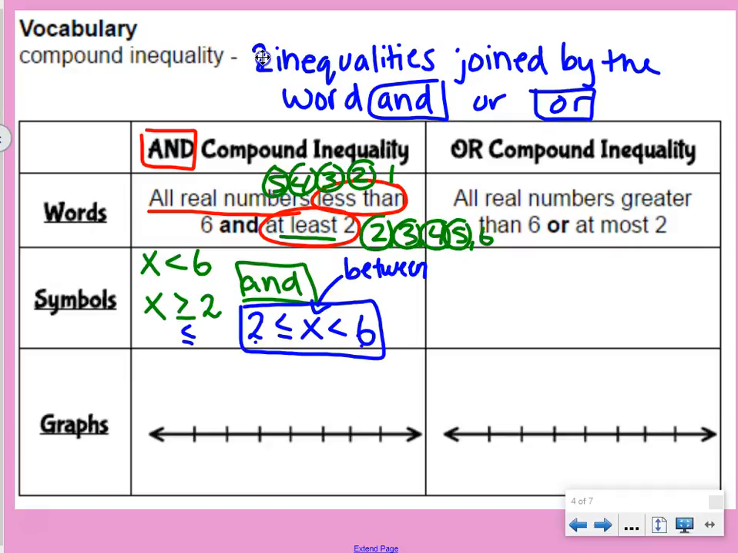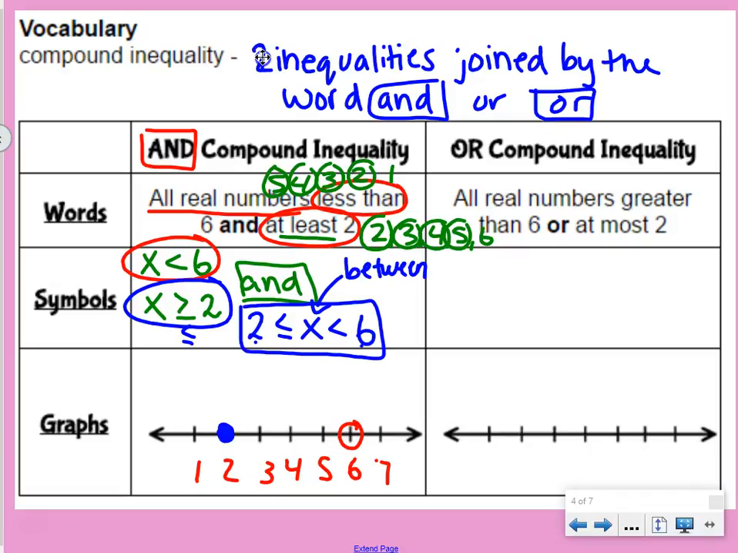To graph this, we start with putting the circles on. So we say x is less than 6. So let's put 6 here. We can do 5, 4, 3, 2, 1. 6 would have an open circle because it's just less than. Then if we look at our second inequality, x is greater than or equal to 2. So at 2, we'd have a closed circle.